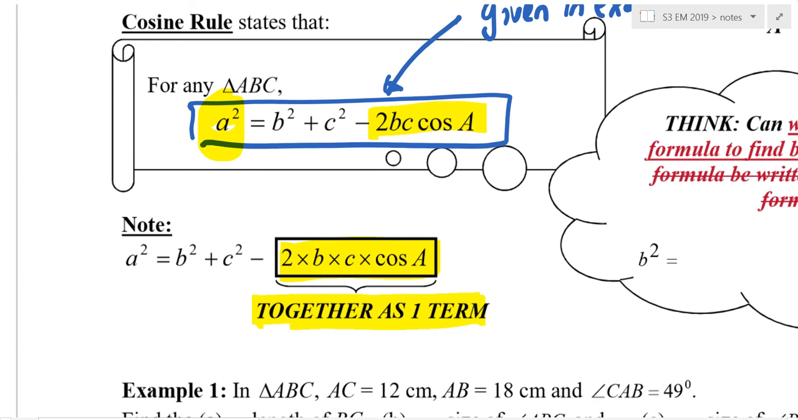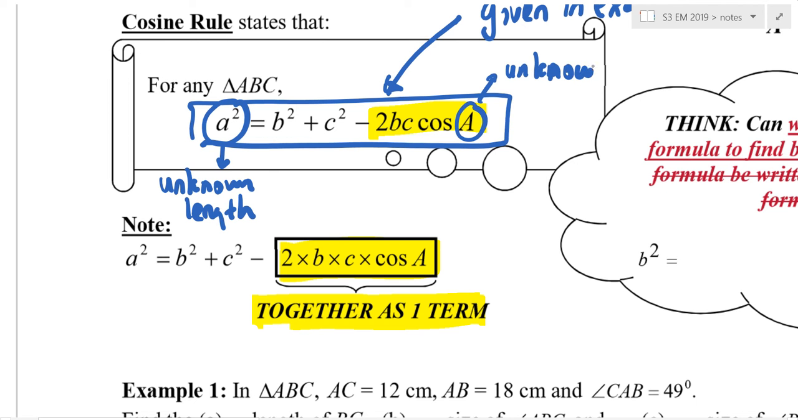the unknown length. That means if you want to find an unknown length, always put it under the A. Okay, later I explain. This big A, can you circle the big A? This big A is always the unknown angle. Okay?